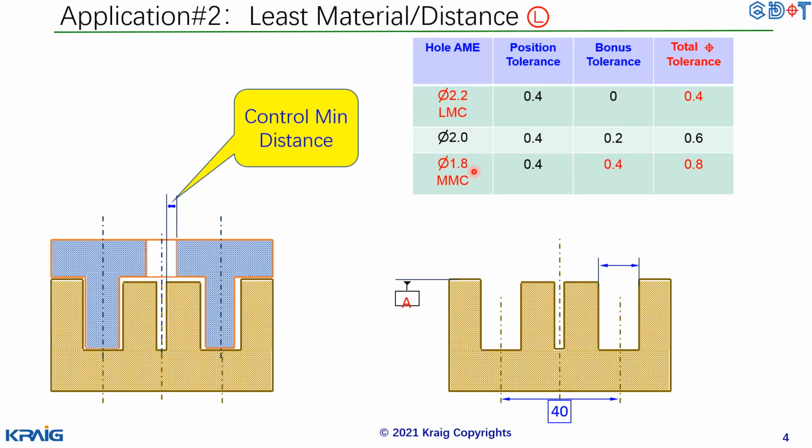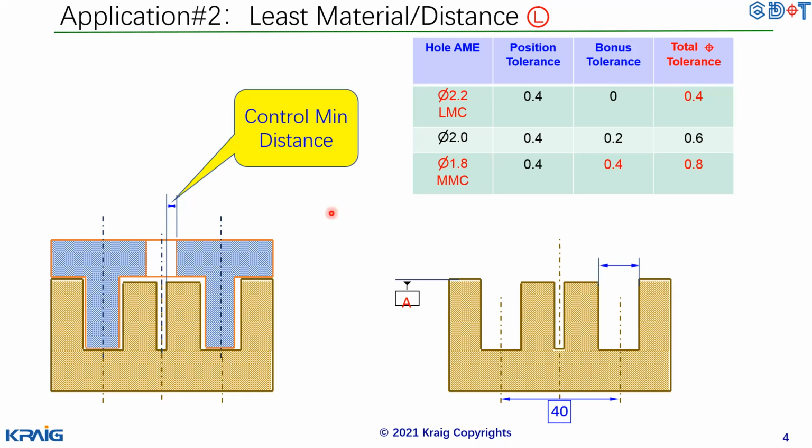If the hole size is the smallest, 1.8, then we have the biggest bonus here, so the total position tolerance will be 0.8. If you are interested, you can calculate the smallest distance using different hole sizes from 2.2 to 2.0 to 1.8, with the corresponding position tolerance. You will find that you get the same minimum distance here. All right, this is the second application.